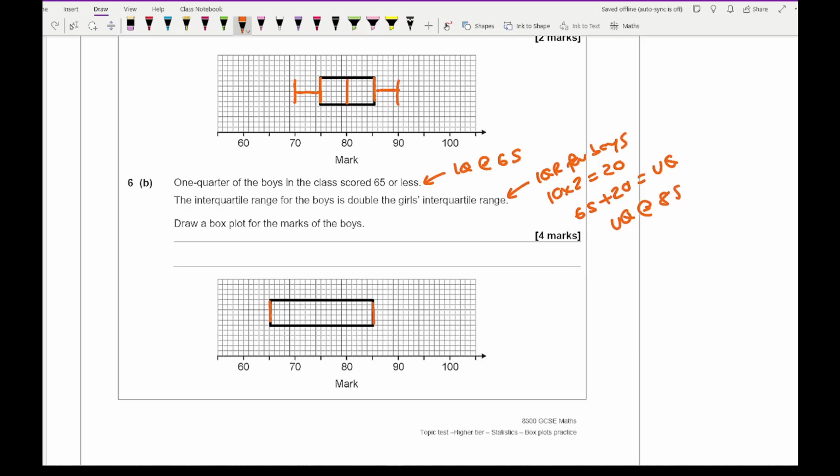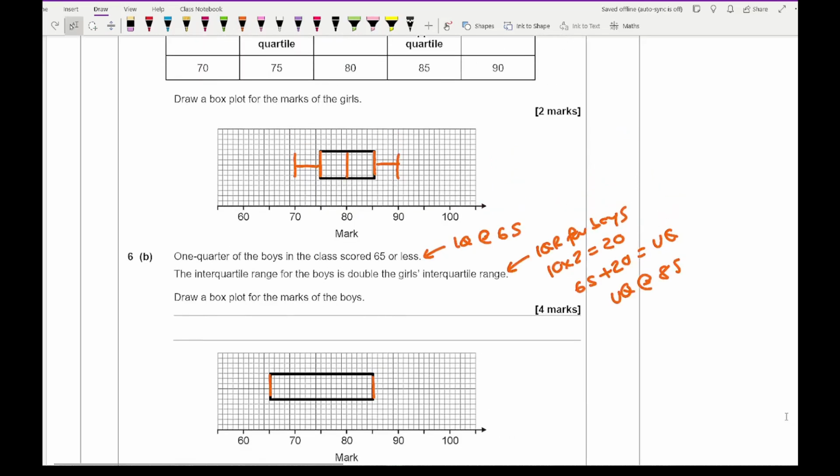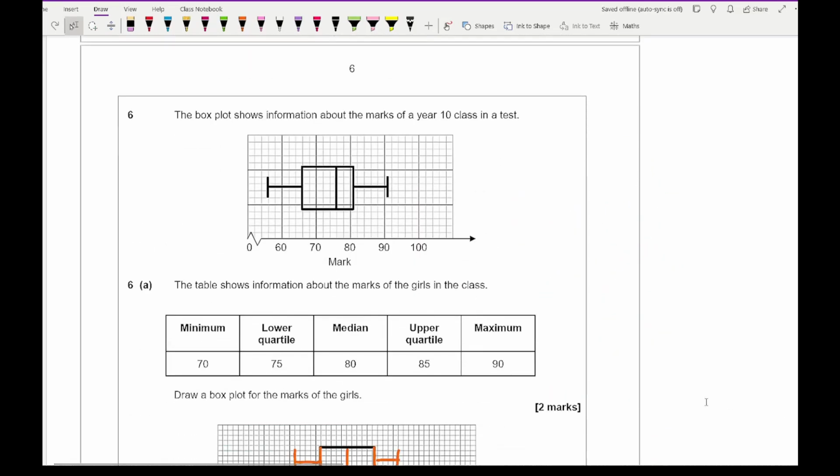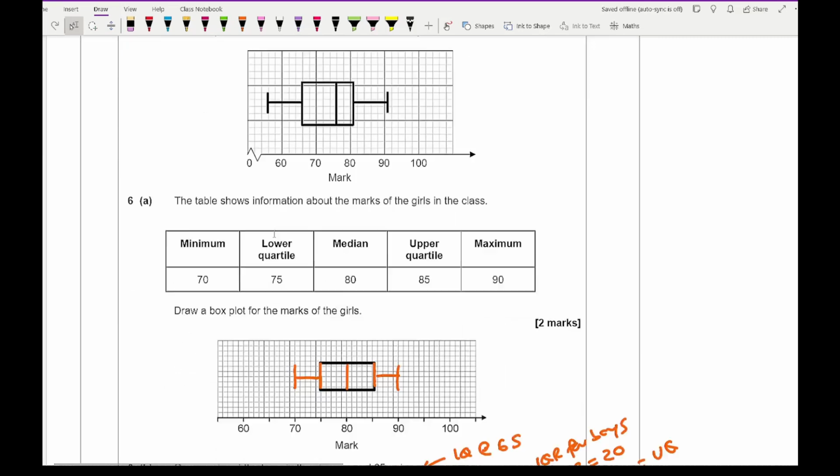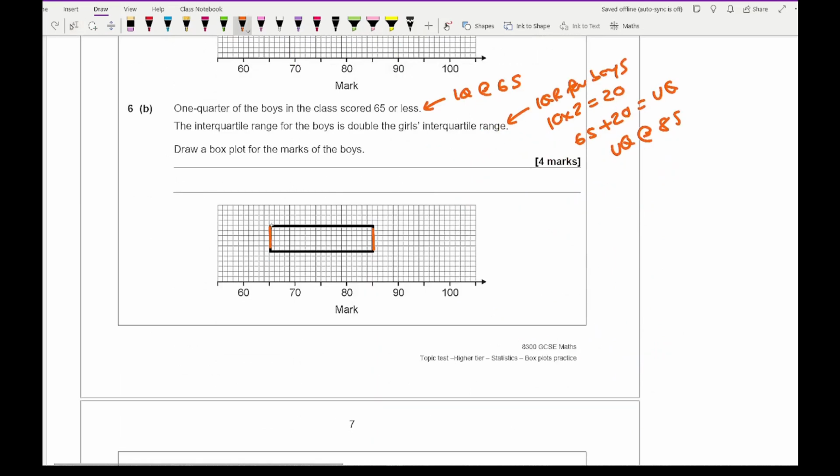Now to find the lowest value, if we look at the lowest value of the class, I make that out to be roughly around 58. Now the smallest value that the girls got was 70, which means that a boy must have got the lowest value, so that must be at 58. So let's just find 58 and draw a line like so.